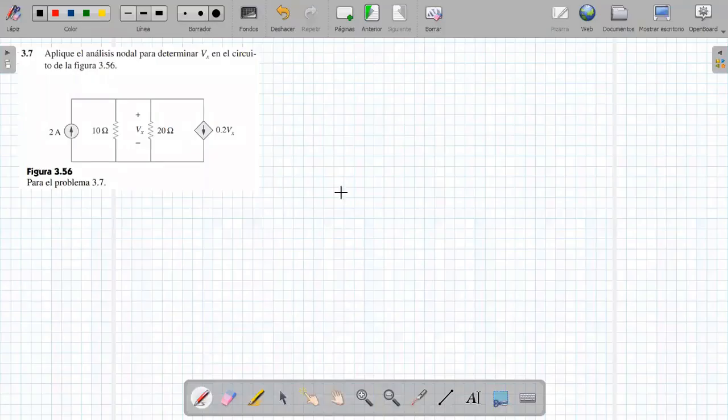Good morning. On this occasion we are going to solve exercise 3.7 from the SAIC Electrical Circuit Fundamentals book. Here they ask me to determine the voltage Vx, across the resistance of 20 ohms. Now, performing nodal analysis.